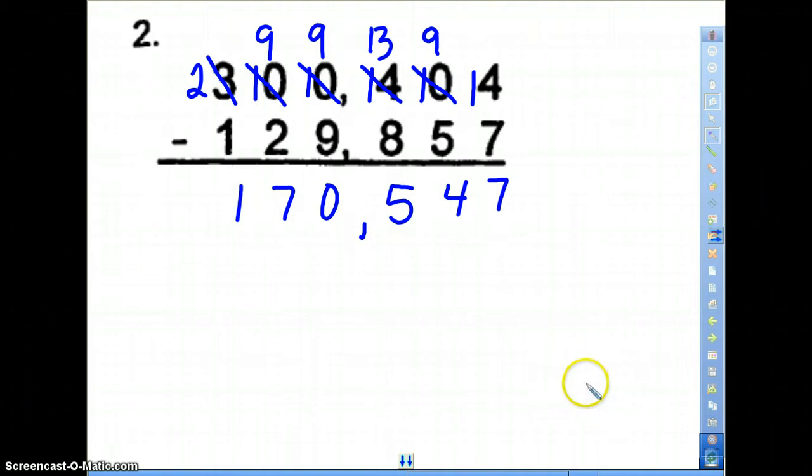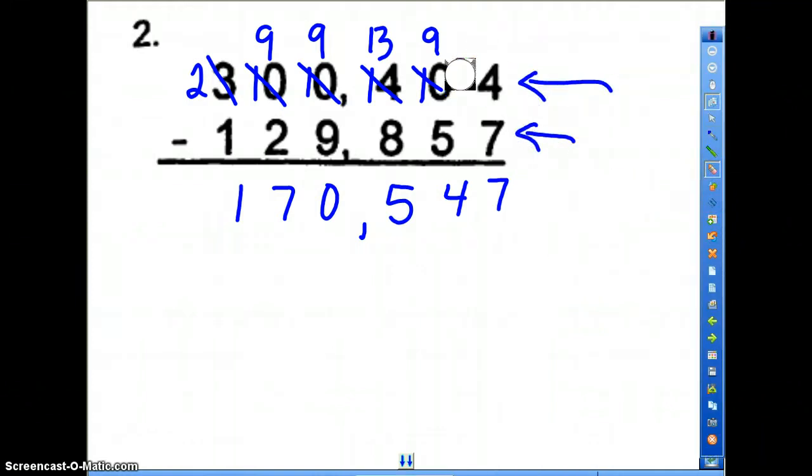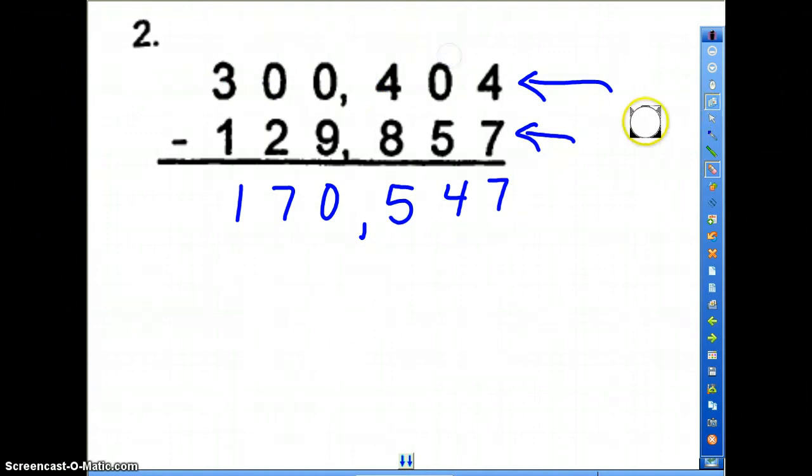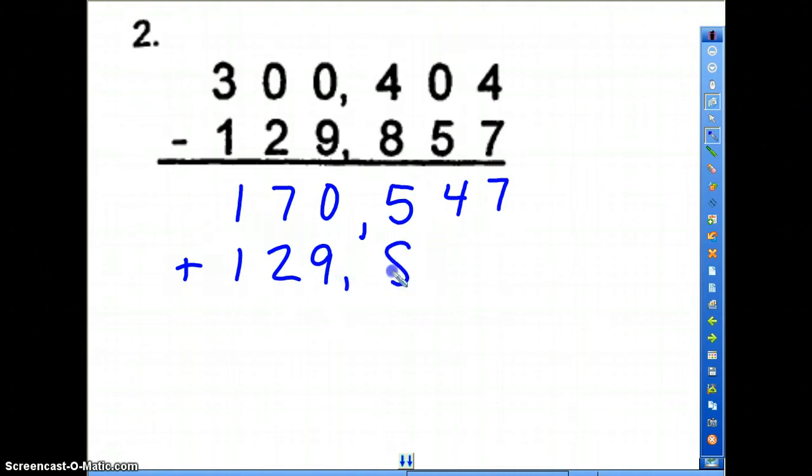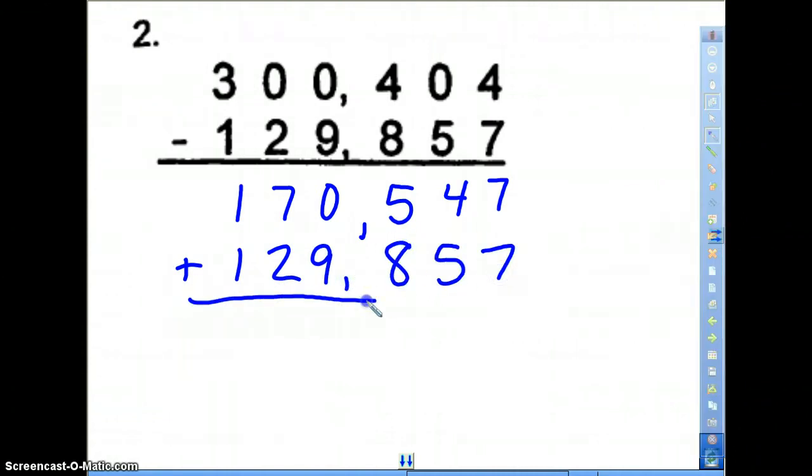Now, I see every year a number of kids that want to get 100% so they don't have to do this over again. And what can you tell me that they do to double check and make sure this answer is correct? How have you been told to double check your subtraction answer? Yeah, with addition. Let's add that number back to it and see if we don't get that for an answer. Okay, so let me erase this so I can see what my original number was right there. I am going to add back 129,857, and see if I don't get 300,404 back. Let's see what happens here.